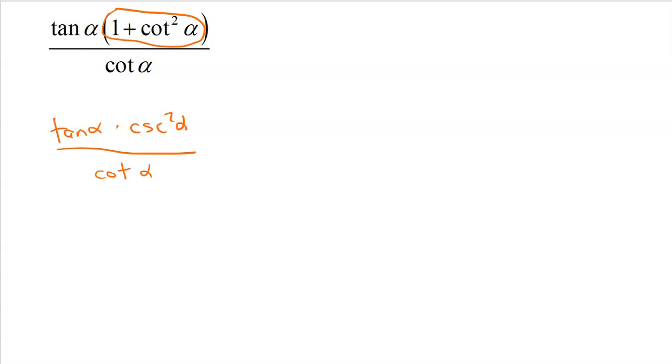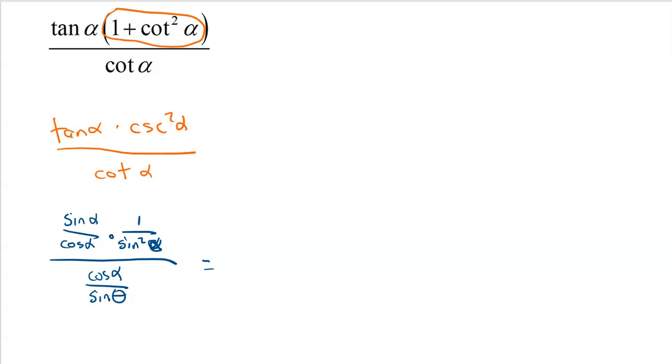Sometimes when you're completely stuck, change everything to sines and cosines and kind of cross your fingers. Tangent is sine of alpha divided by cosine of alpha. Cosecant squared is 1 divided by sine squared of alpha. I almost wrote a theta, alpha. All divided by cotangent, and cotangent is cosine over sine. Okay, and right away I'm like, oh, I hate double fractions. So let's take our time with this here, because I just hate these double fractions.